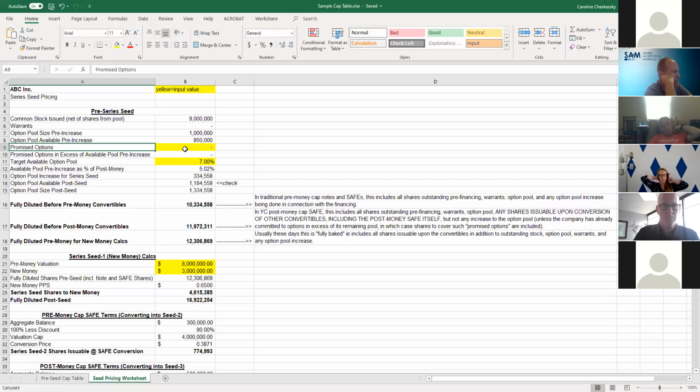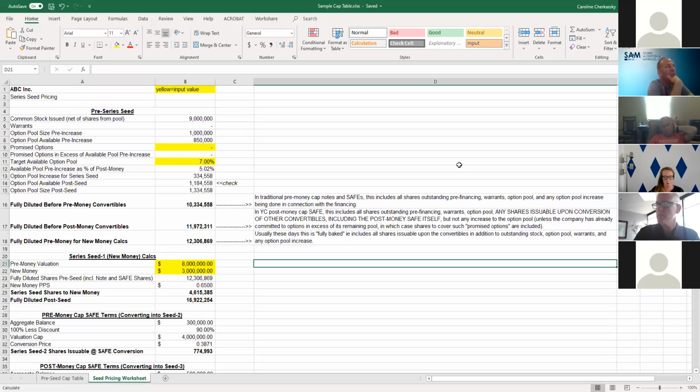Promised options. There is a concept. Let me just actually take a detour into: does everyone know what a post-money safe and a pre-money safe is? I'm guessing some of the junior associates might not be familiar with that. Okay, I'm going to do that and speak up if it's too elementary.